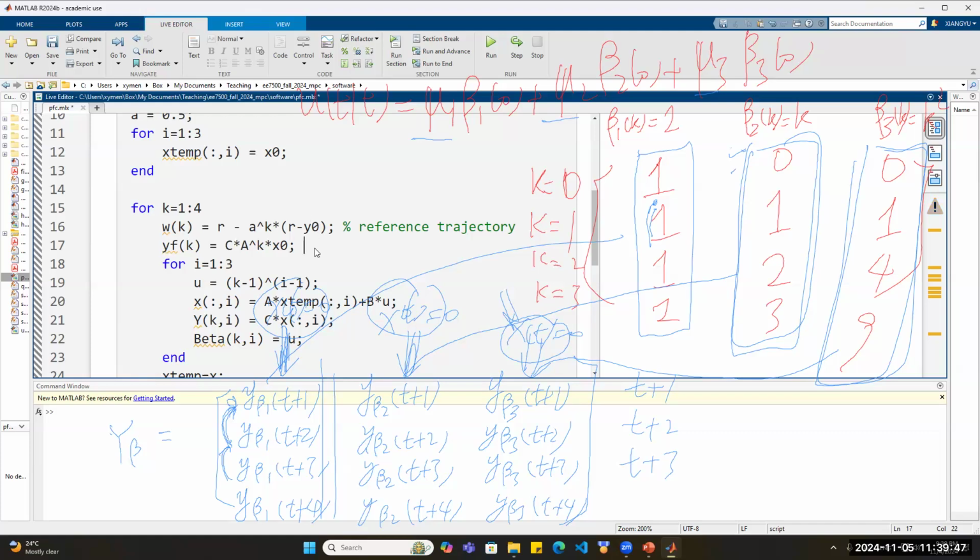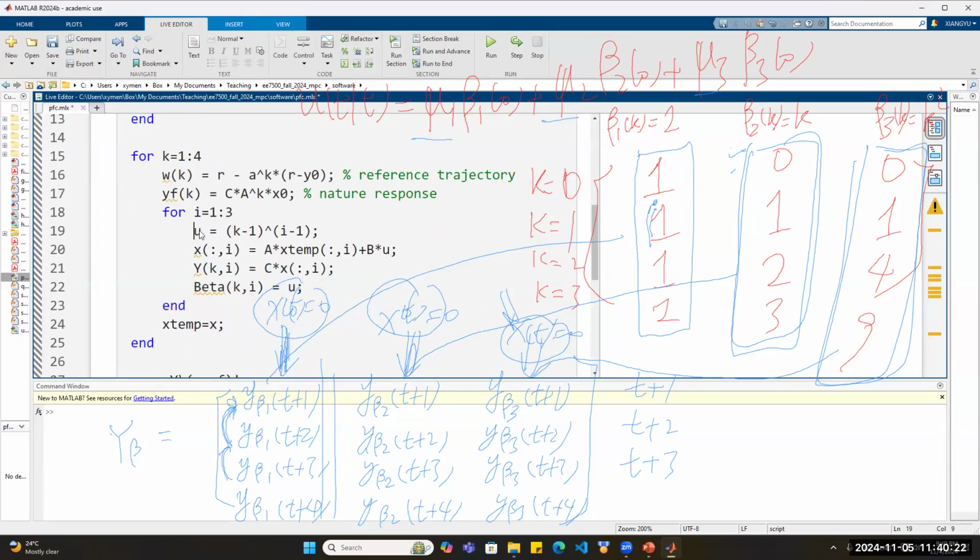So this is the natural response, by assuming all the control inputs are zero. It'll be CA to the power of K times X0 again. This is the state at time T. At the current step it's zero, but at the next time step T plus 1, it's not zero anymore. Then we independently calculate each column.